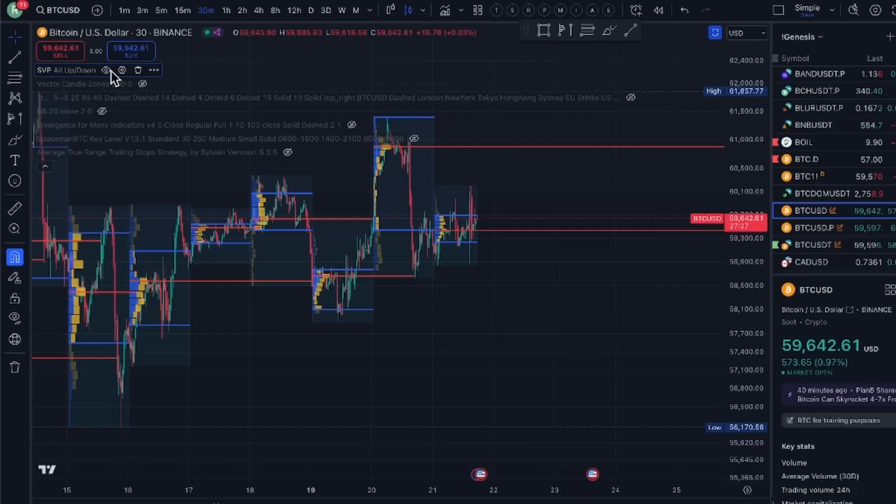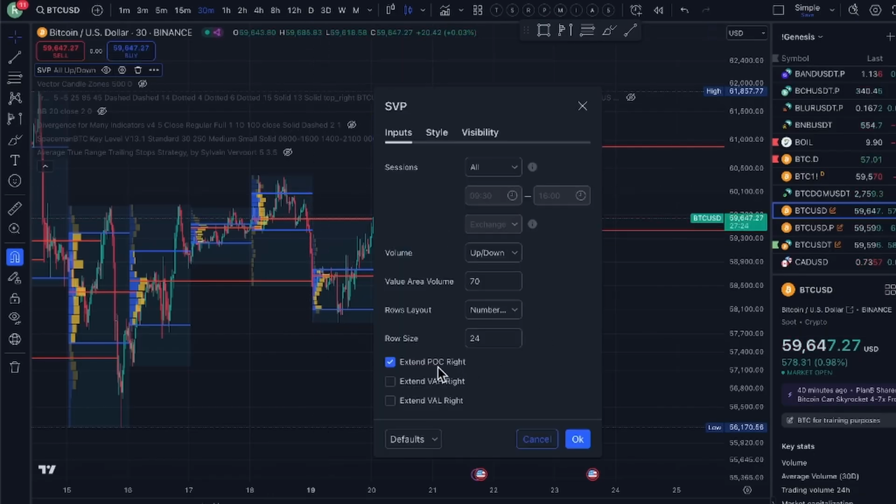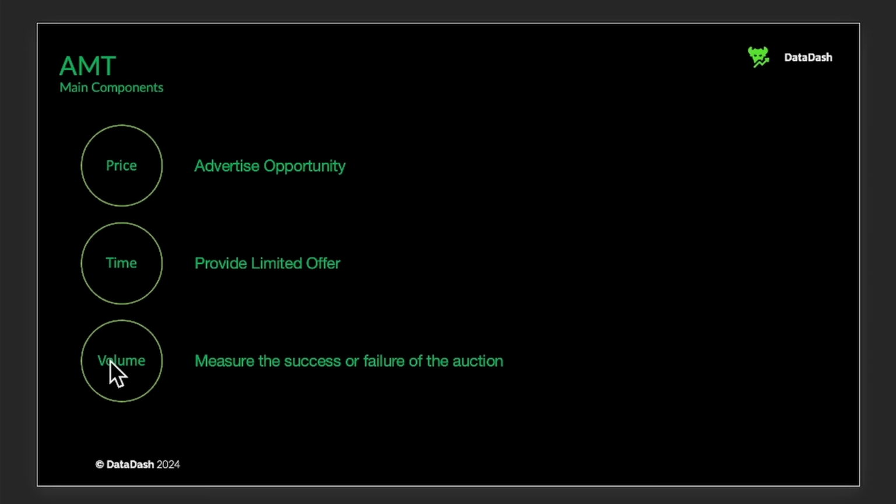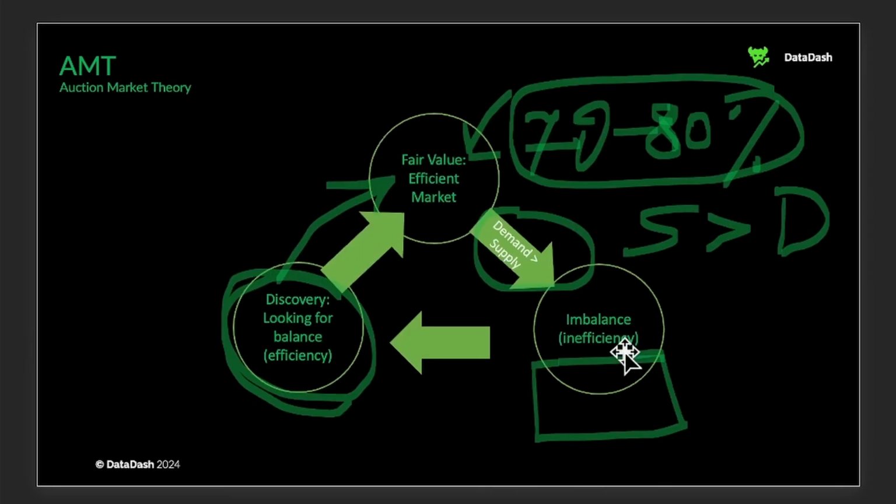So if we add SVP, which is absolutely free, we need to make sure that POC is extended. Point of control is a special price that is closest to the center of the value area, and it functions as a magic magnet for prices. Basically, as you remember, markets do not like inefficiency, and when inefficiency happens, the market tries to seek efficiency again. So it revisits those points of control.